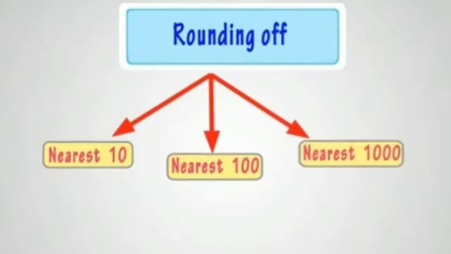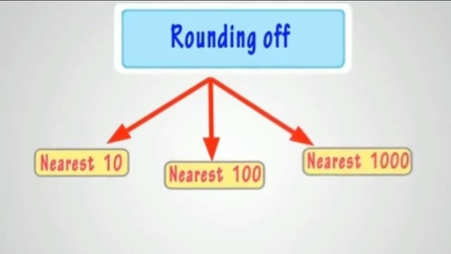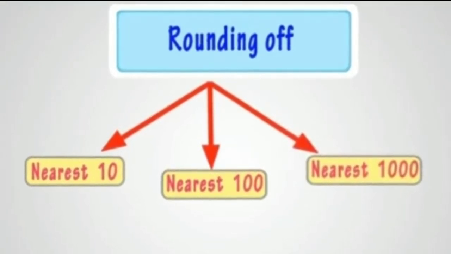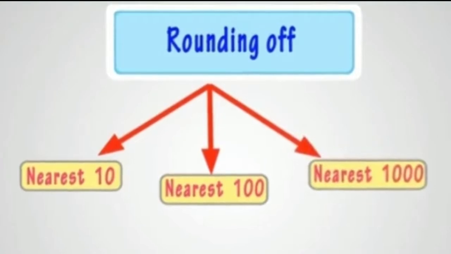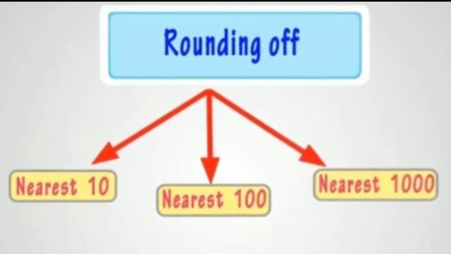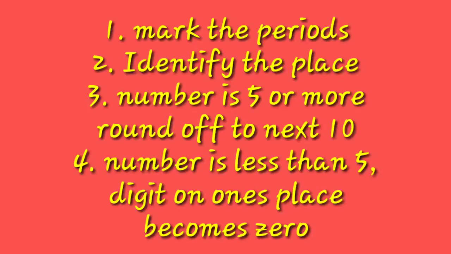Rounding off is simple and it can be done in 3 different ways. We can round off the number to its nearest tens place, nearest 100 place, or nearest 1000 place. Let us look at each one of these one by one. So, the first topic is rounding off to the nearest tens. The first step is to mark the periods and places. Second, identify the place to be rounded. Third, check the number just on the right of the place to be rounded off.